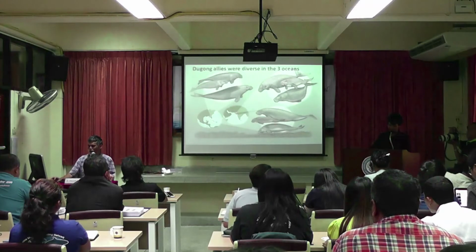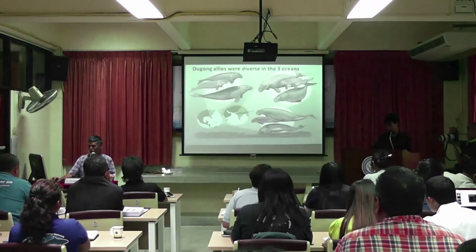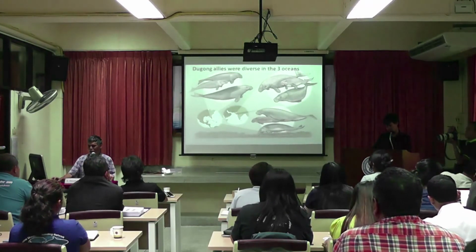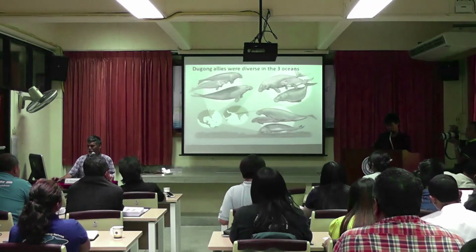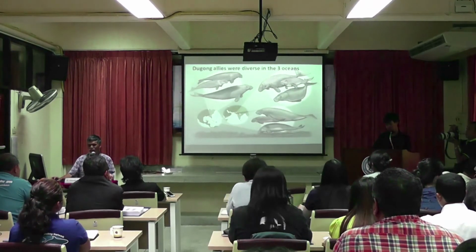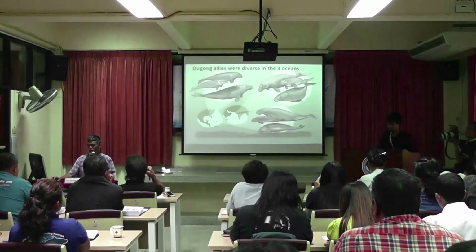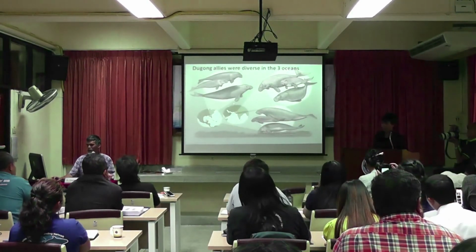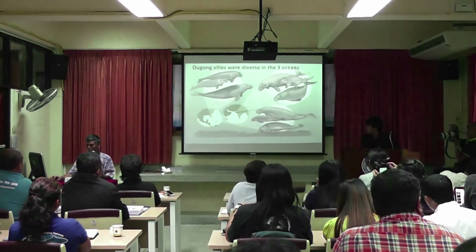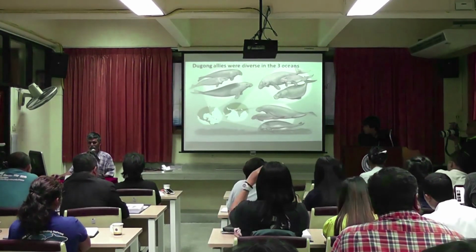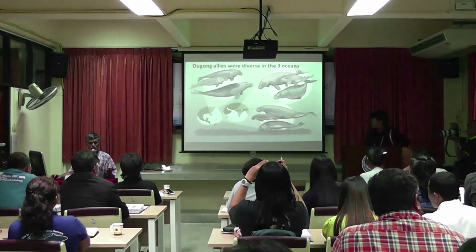Like this one, the dugong, we found them in American waters, the fossil form, and also found in Indian waters. So dugong has been distributed throughout the three oceans long time ago, and now left only one species still alive, but they have two living species.